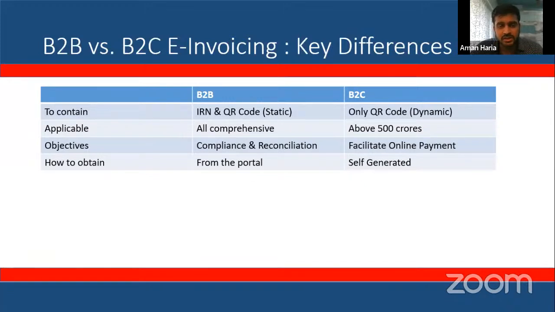In case of B2B, the e-invoicing IRN and the QR code will be obtained from the government portal. However, in case of B2C, it is going to be self-generated. So right now, we keep B2C e-invoicing aside, and we will only focus on B2B e-invoicing moving forward.